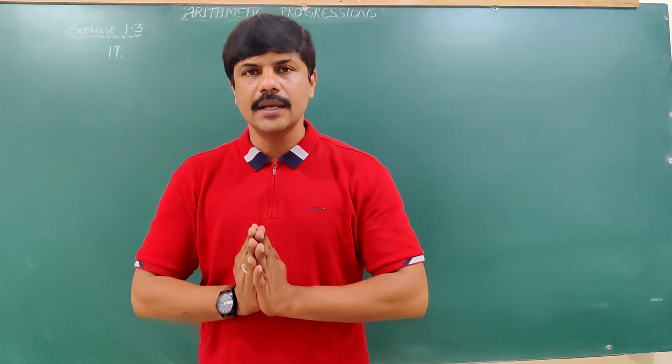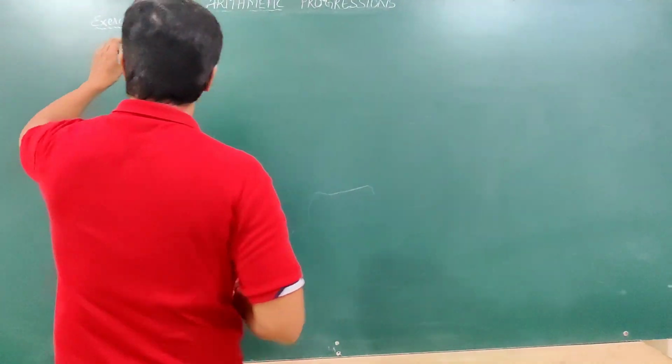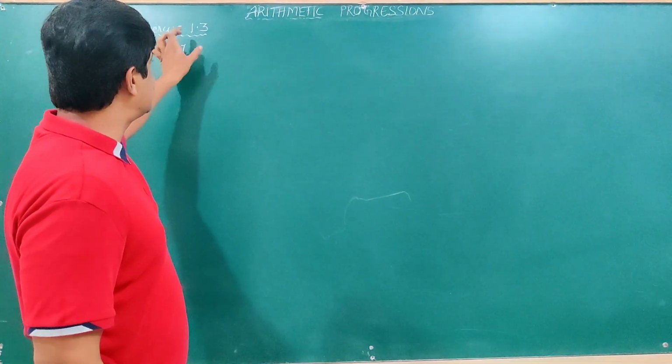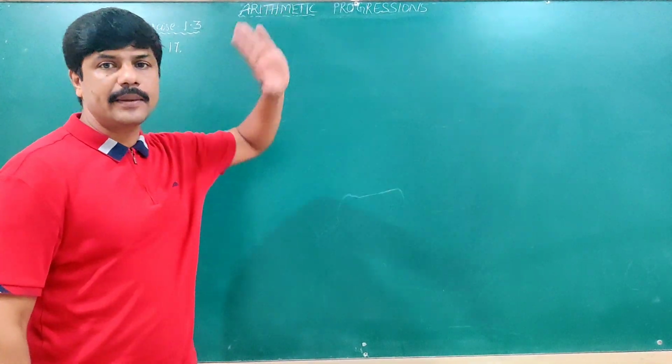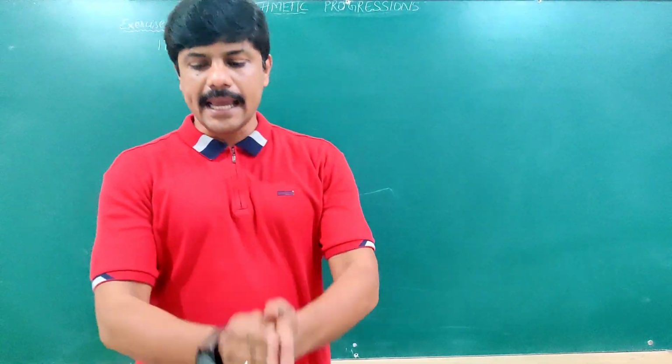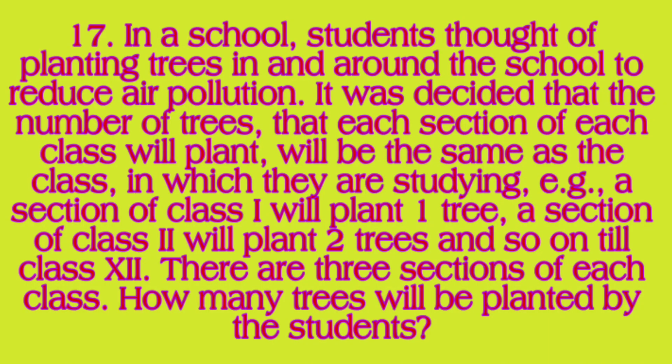Now with this we'll start the 17th problem of Exercise 1.3, Arithmetic Progression, which says: in a school, students thought of planting trees in and around the school to reduce air pollution. It was decided that the number of trees that each section of each class will plant will be the same as the class in which they are studying.